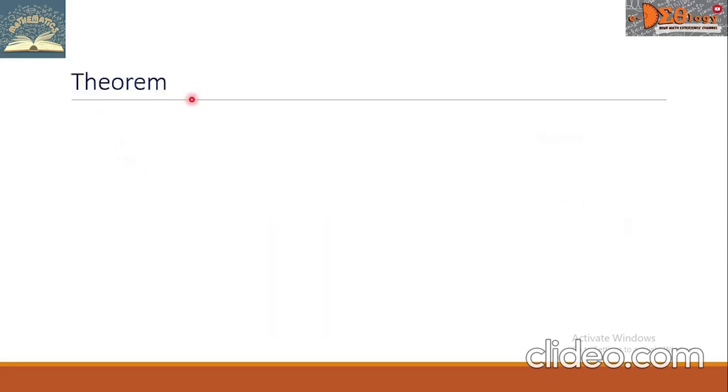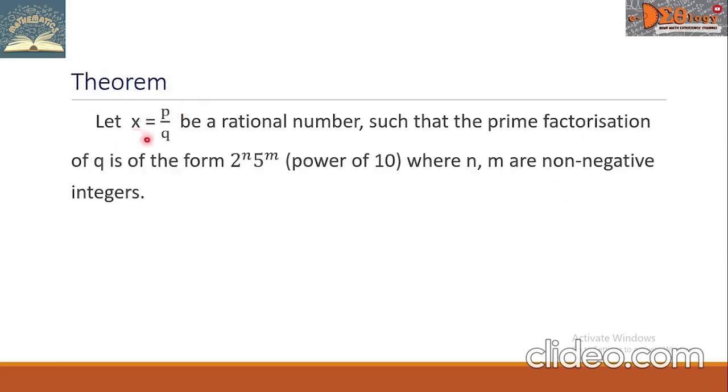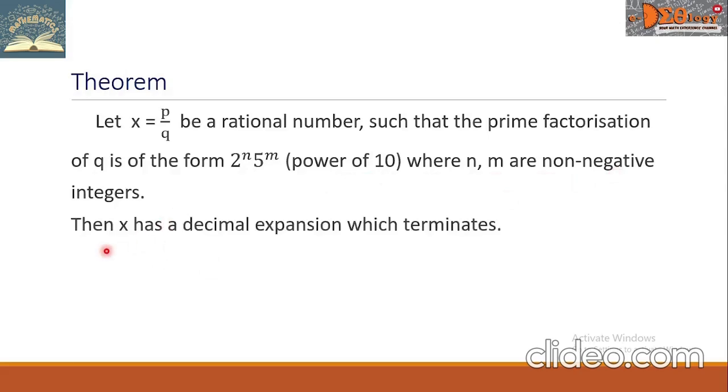Let us see the other theorem. Let x equals p over q be a rational number such that the prime factorization of q is of the form 2 raised to n times 5 raised to m, or we say power of 10, where n and m are non-negative integers. Then x has a decimal expansion which terminates. This is the reverse process of what we did in the first two examples.